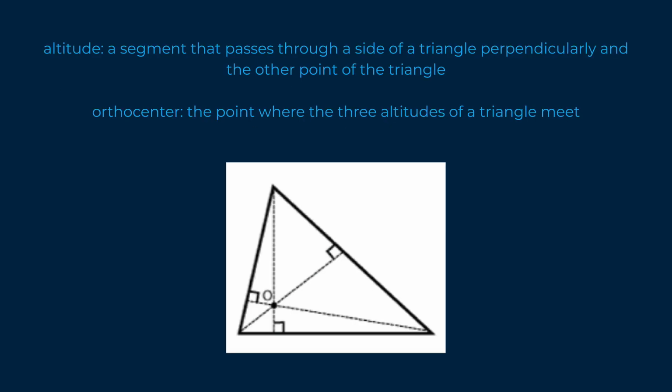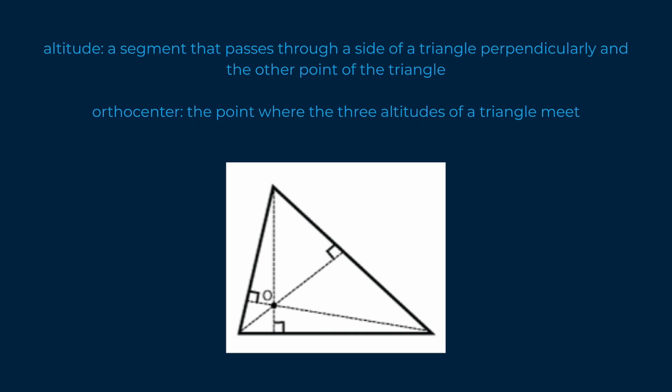And lastly, we have altitudes. An altitude is a segment that passes through a side of a triangle perpendicularly and the other point of the triangle. And the orthocenter is the point where the three altitudes of the triangle meet. Now, if you don't know anything about altitudes, that's okay, because we never really talked about this before. But just think about it.